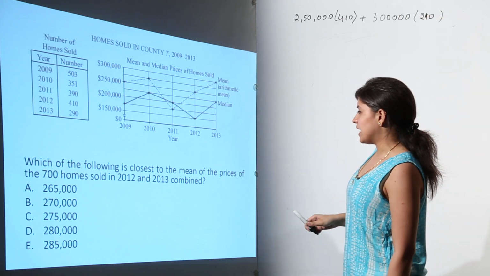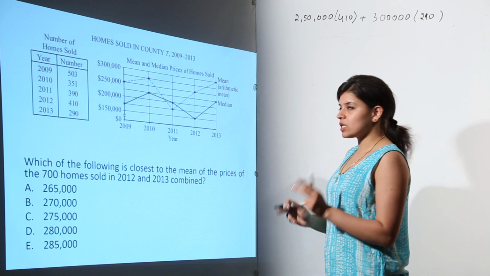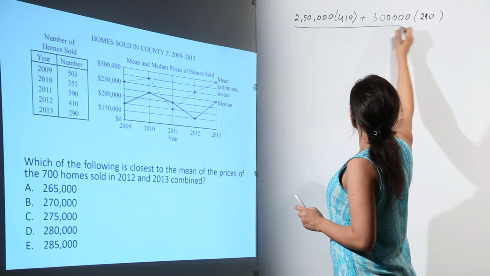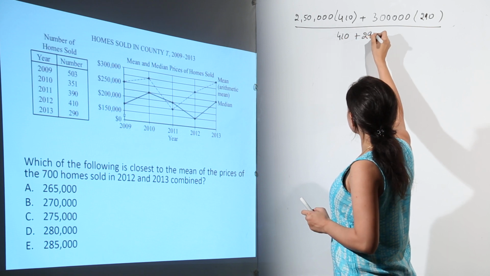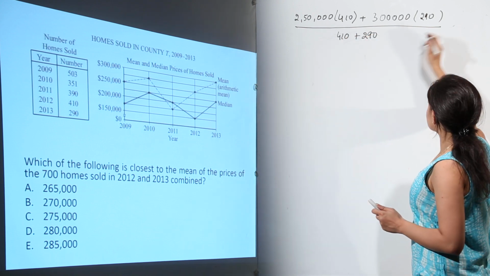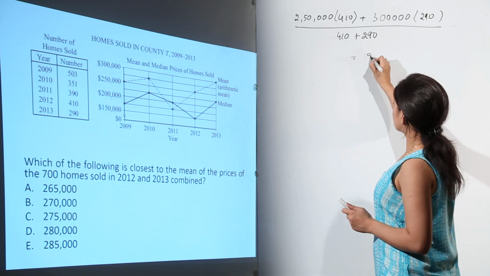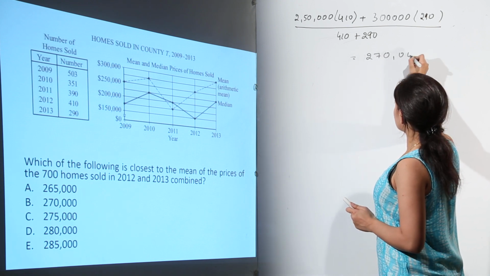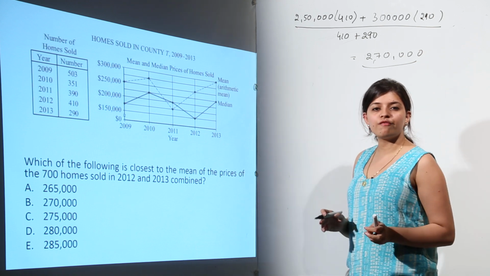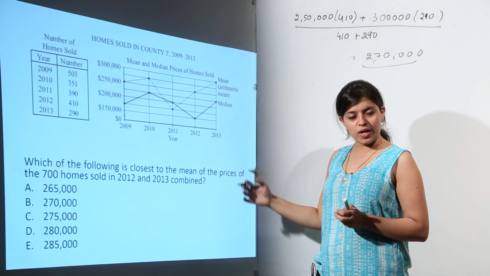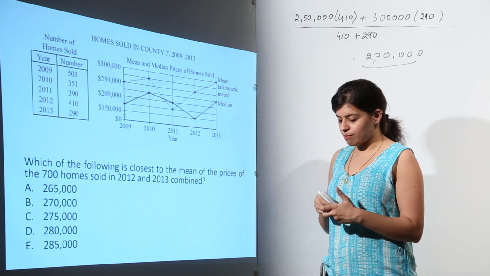Now we have to find the closest of the mean. So the total number of houses sold in this case is 410 plus 290. If we calculate this, we get 2,70,000 as the mean of the number of houses that have been sold in 2012 and 2013 combined.